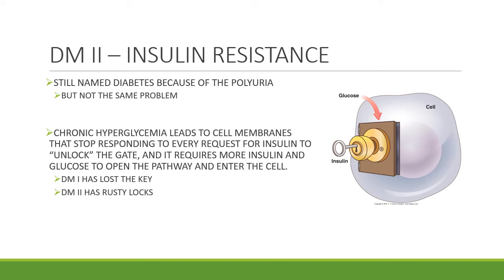So in diabetes type 1, basically they've lost the key. They don't have any insulin to get in at all. But diabetes type 2 has like rusty locks, like they can't open the door even though they're standing there with the key and their bags packed and the passenger, and they're ready to go in. The lock is too rusty and they can't open the door.